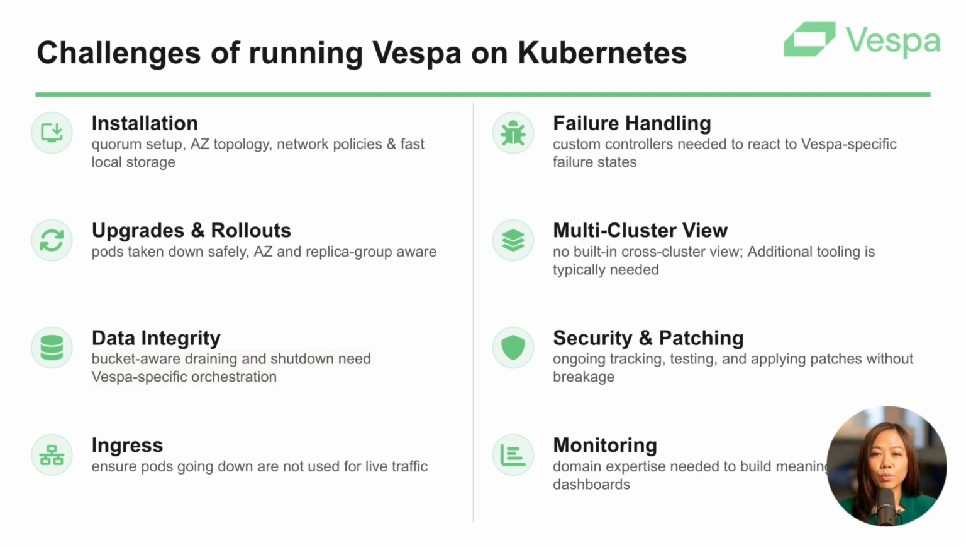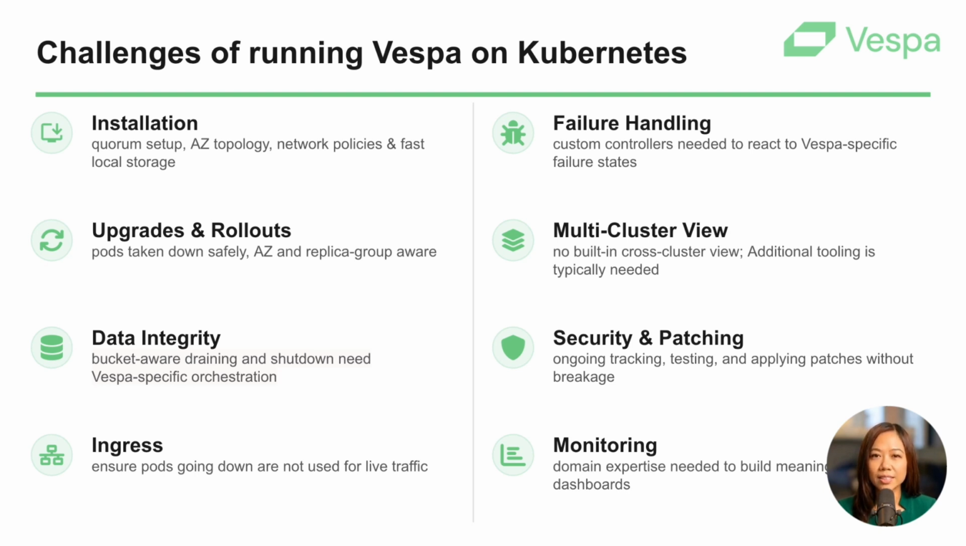Challenge 2. Upgrades. Rolling upgrades on a distributed search system require careful orchestration. You can't just roll all pods simultaneously. You'll either lose availability or degrade performance. You need to take pods down a controlled number at a time, and that logic has to be topology-aware, which availability zone, which replica group. Without that orchestration, upgrades are risky.